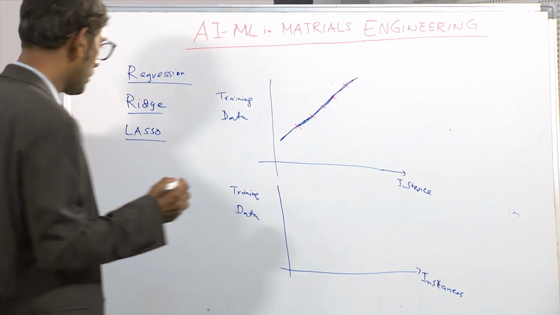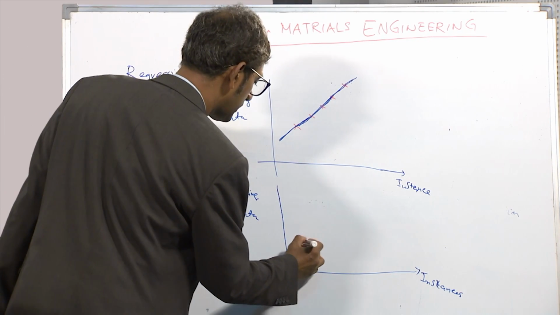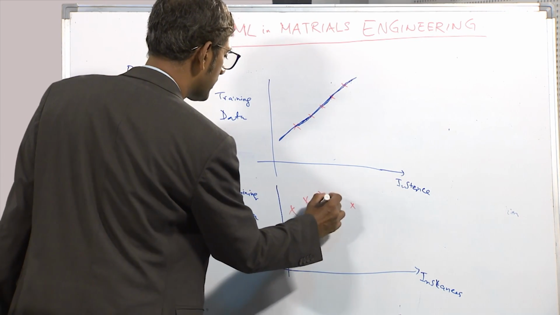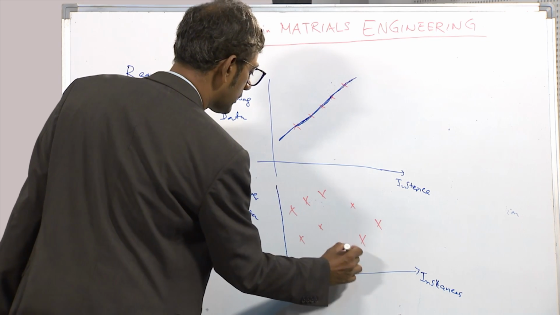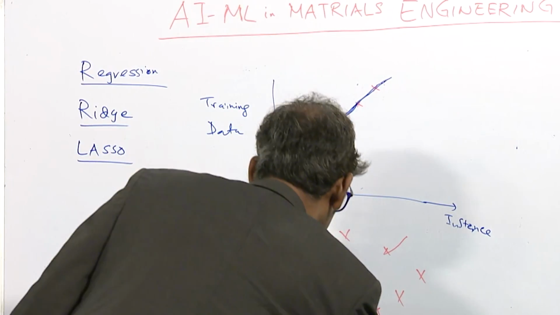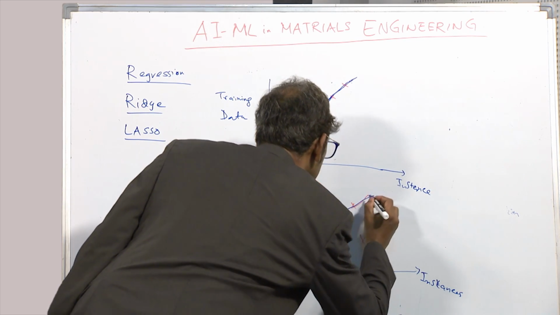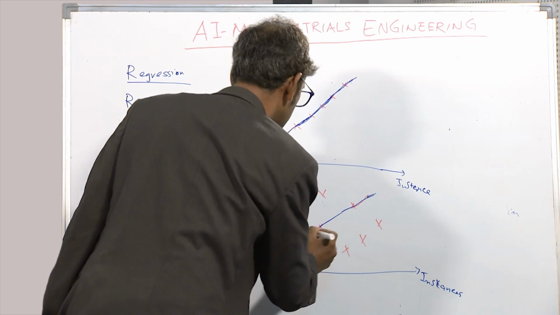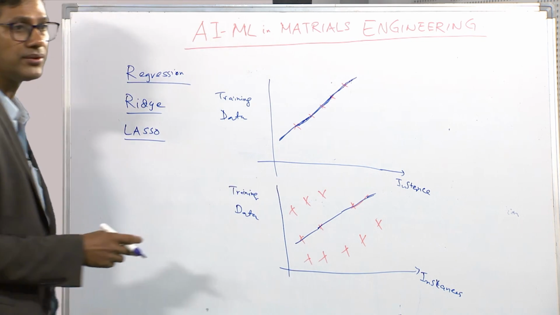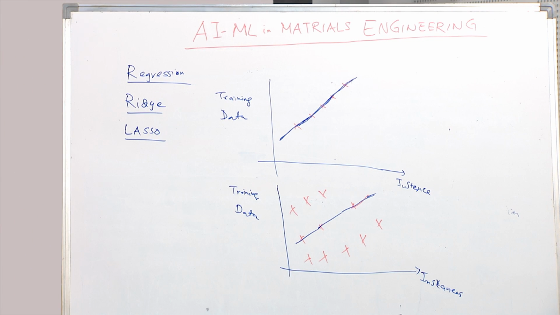Very simple. As usual, we have some points. But we also take some more points like that, which are not coming on this line. And then we take a best fit line in such a way that it also incorporates some errors. If you do that, then you can avoid overfitting.